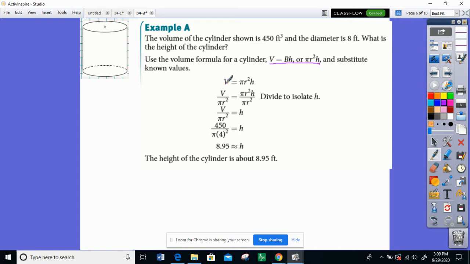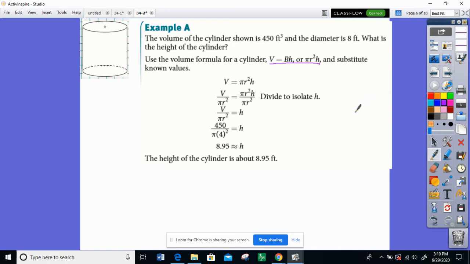So they rearranged the equation before they plugged anything in. So that's V equals pi r squared times h. They want to get h by itself, so they divided both sides by pi r squared. So they got the height is the volume divided by pi times the radius squared. And then when they plugged in 4 for the radius and 450 for the volume, they got about 8.95 feet.